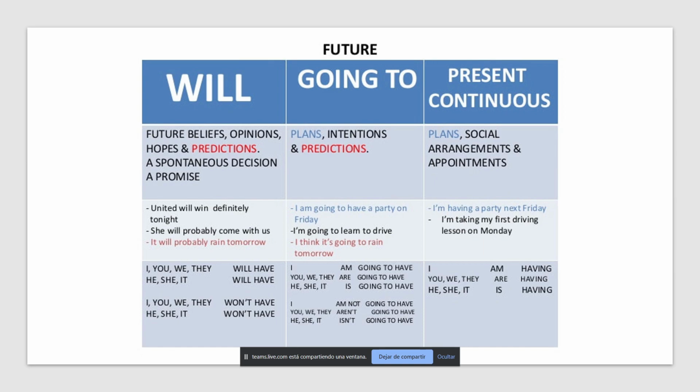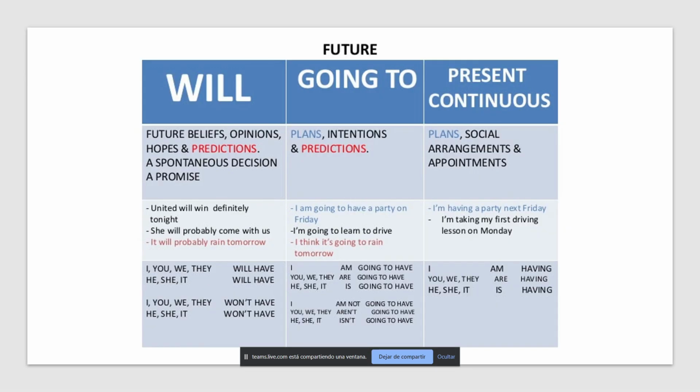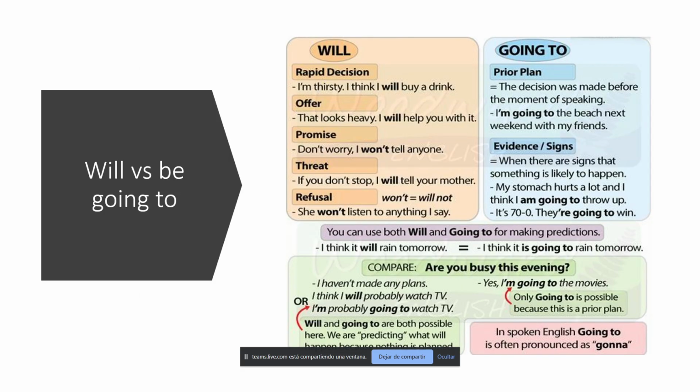Okay, do you have questions or comments about the difference between "will," "going to," and present continuous? No, at the moment, no, it's really easy. Okay, first, can you take a screenshot, please, of this chart? Ready. Thanks. Okay, we have here again the difference between "will" and "be going to."